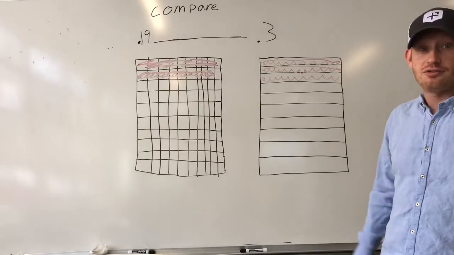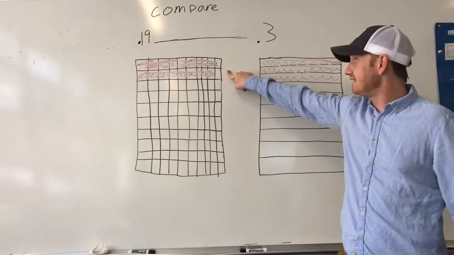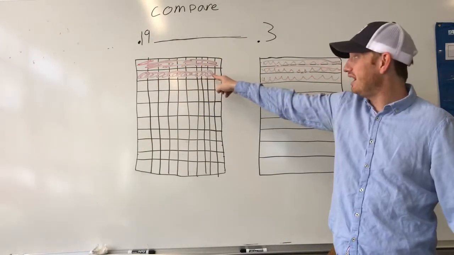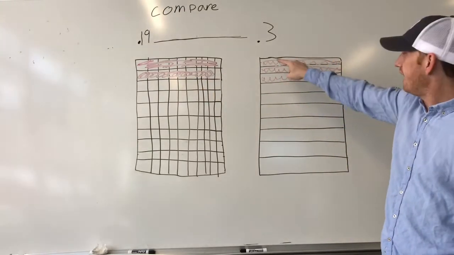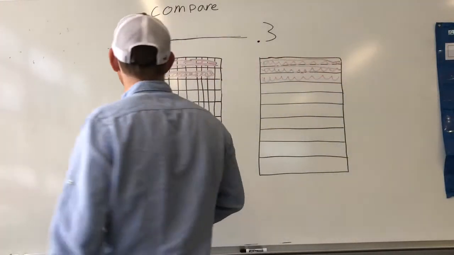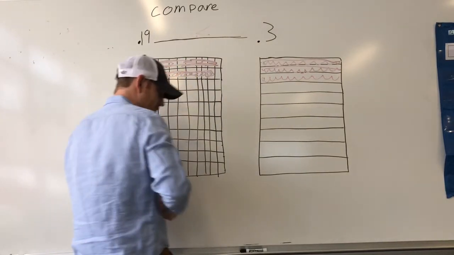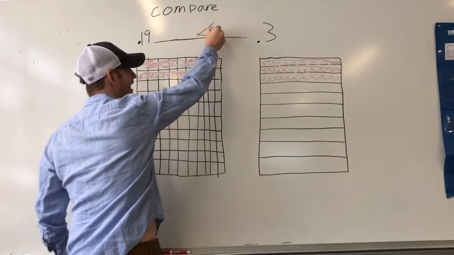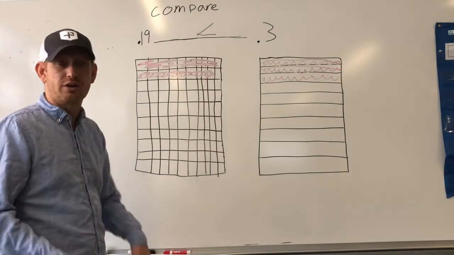And then all I have to do is compare. I can see that on my 0.19, I have a full tenth, and then not quite another one. And over here, on my 0.3, I have 1, 2, 3 tenths. So quite clearly, I can see that 0.3 is more than 0.19. 0.19 is less than 0.3. 0.3 is greater than 0.19.